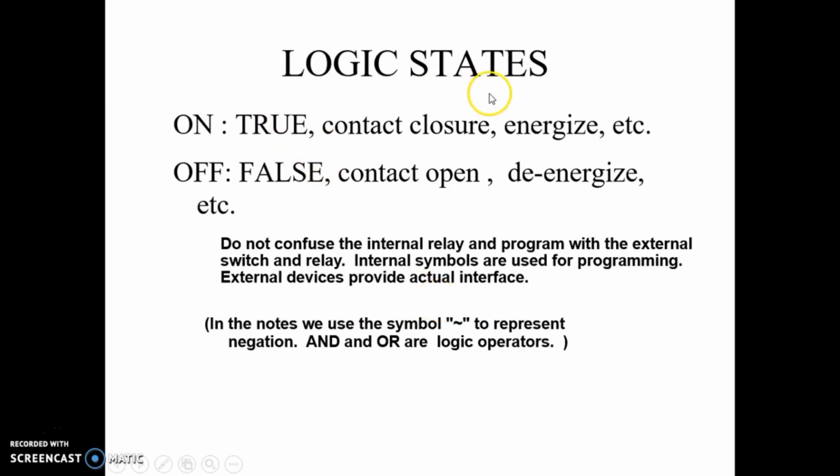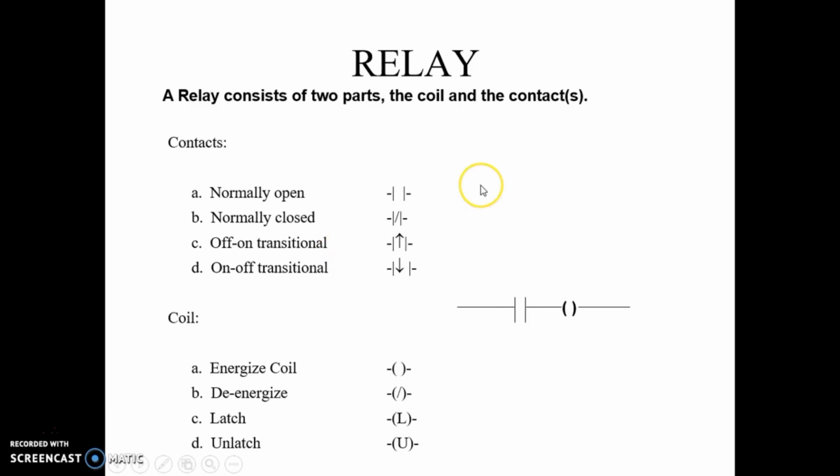Now we should understand the logic status, what is on and what is off. On means true for the condition. It may be contact closure or energize of the contact. Off condition means it is false condition, or contact is open or de-energization of the contact.